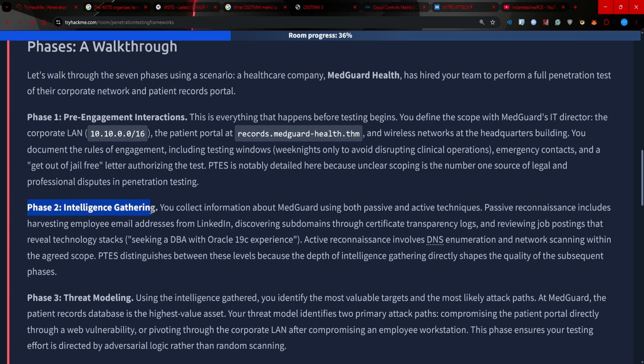Phase 2, intelligence gathering. You collect information about MedGuard using both passive and active techniques. Passive reconnaissance includes harvesting employee email addresses from LinkedIn, discovering subdomains through certificate transparency logs, and reviewing job postings that reveal technology stacks, such as seeking a DBA with Oracle 19 experience. Active reconnaissance involves DNS enumeration and network scanning within the agreed scope. PTES distinguishes between these levels because the depth of intelligence gathering directly shapes the quality of subsequent phases.